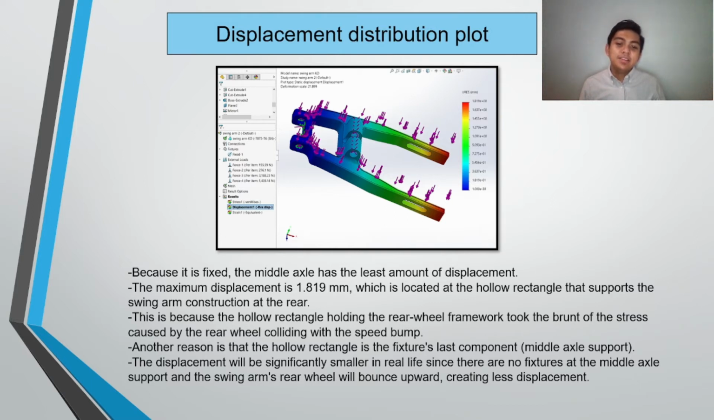Another reason is that the hollow rectangle is a fixed component, the middle axis support. The displacement will be significantly smaller in real life since there are no fixes at the middle axis support. The swing arm rear wheel will bounce outward, creating less displacement.